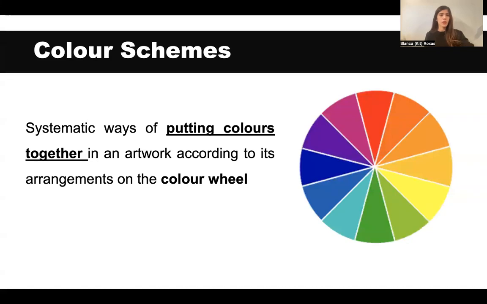So what is a color scheme? This is the intelligent, systematic way of using colors together in an artwork, according to their arrangement on the color wheel. It helps us decide what colors to choose so that we can have contrast and harmony in our work. It helps us to think, decide, and choose the colors that we can use in our work.